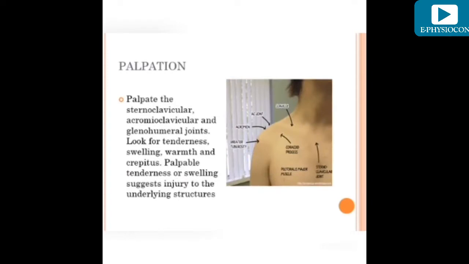Next, palpating the shoulder. Palpate the front and back and all the important joints like the AC joint and SC joint. You have to palpate the clavicle, acromion, greater tuberosity, coracoid process, and pectoralis major muscle. Especially look for tender areas, and check whether there is any swelling, warmth, or redness, and check for crepitus also. Palpable tenderness or swelling suggests injury to the underlying structures.